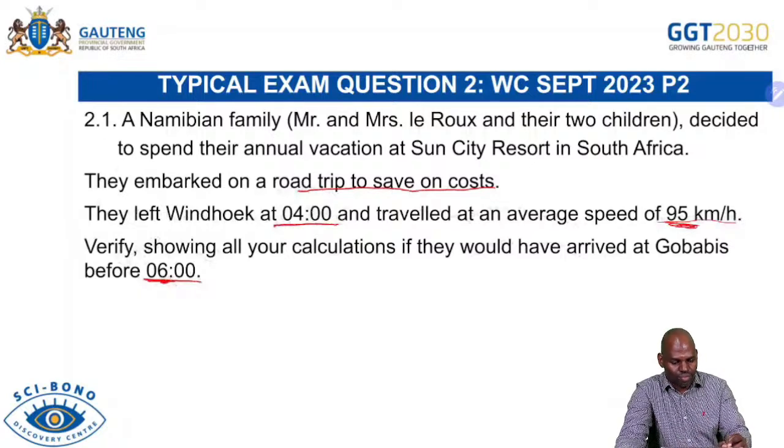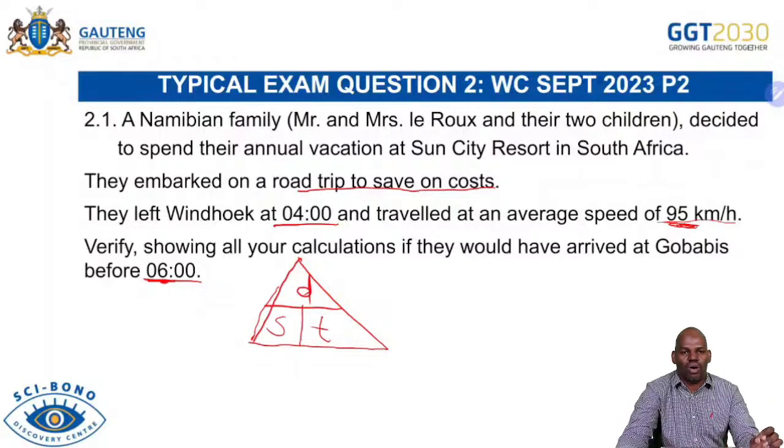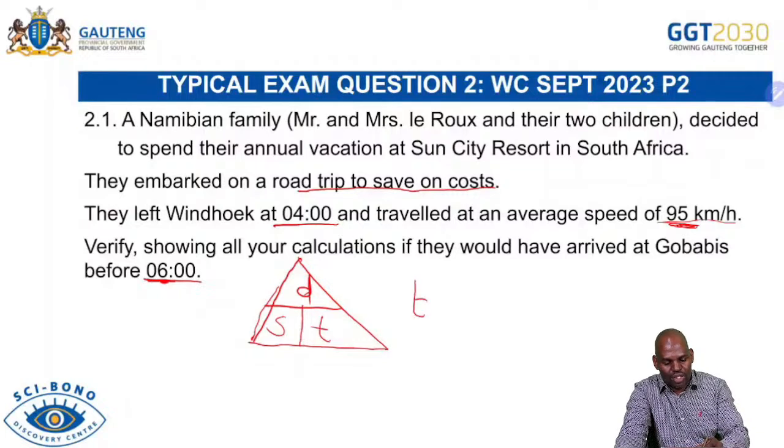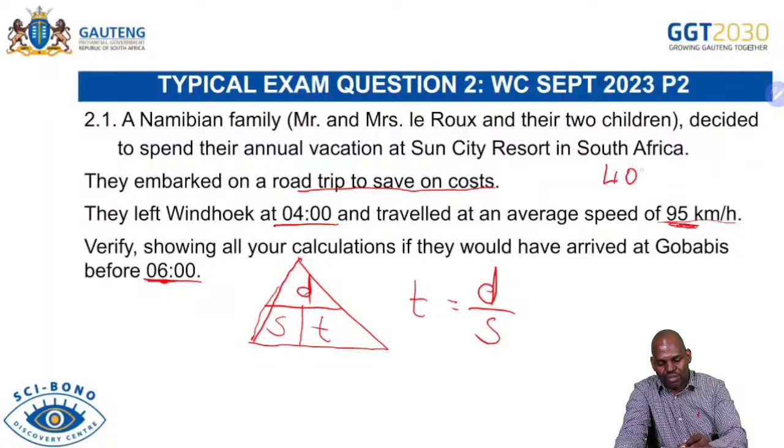Okay, so we need to calculate the time. So in this case, remember the formula for calculating the time. So this is speed, distance, or time. If we have to calculate the time, how long are they going to take? So time is equal to distance over speed. So it means now we have to take the distance and divide it by the speed. Okay, so in this case, let's say the distance is 400 kilometers.